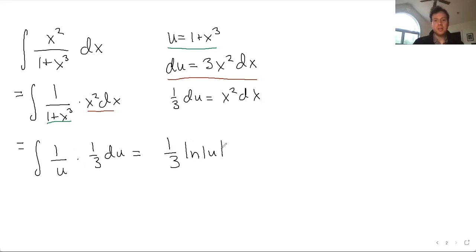The absolute value is because if you check it as a piecewise function, it works, but also the natural log allows this to make sense for negative inputs. And 1 over u makes sense for everything other than 0, so we don't want to lose half the function. And then as our last step, we'll put our function 1 plus x cubed back in for u.